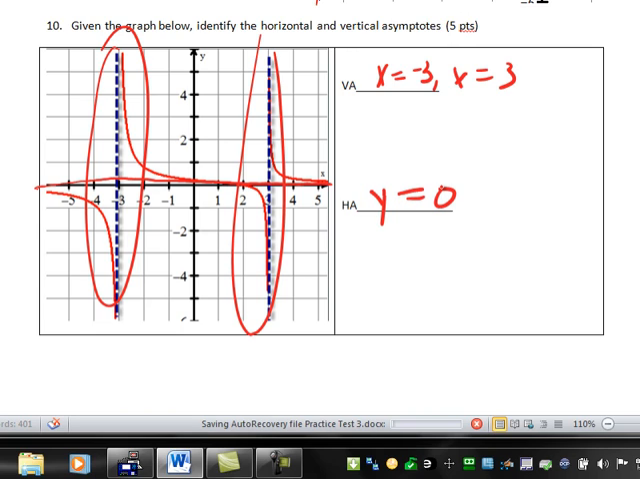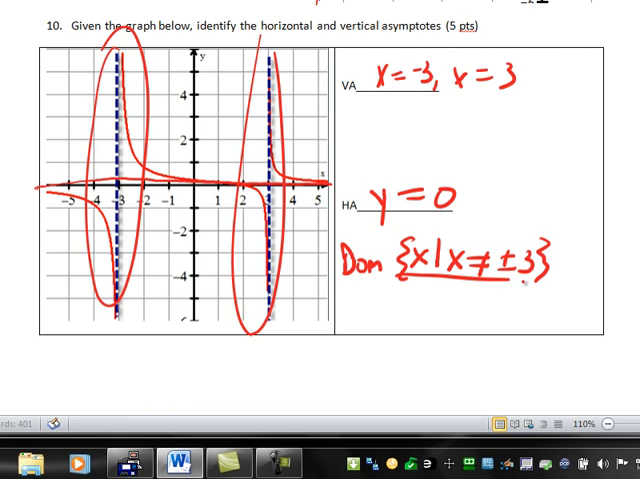Now this is a case where the graph crossed the horizontal asymptote, and they can do that sometimes, like in this one. So it doesn't ask this, but I could certainly ask for domain. What would the domain of this be? All x such that x cannot be plus or minus 3, right? The graph can never cross the vertical asymptote.